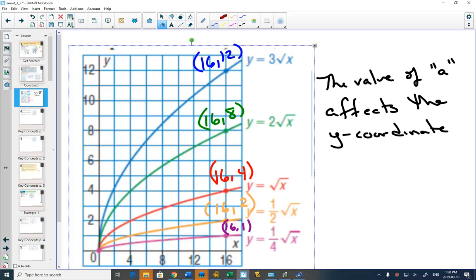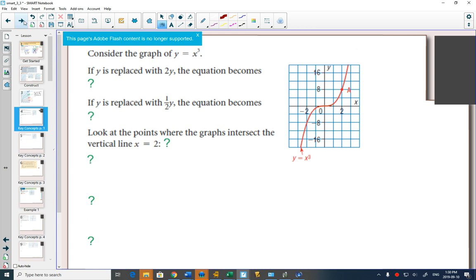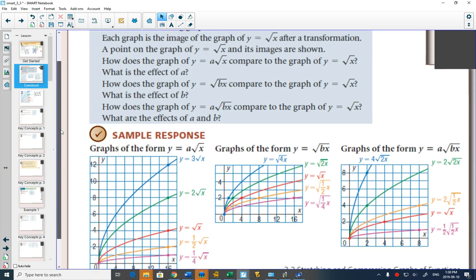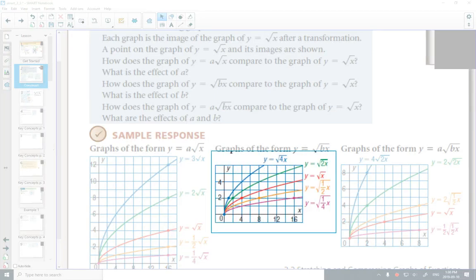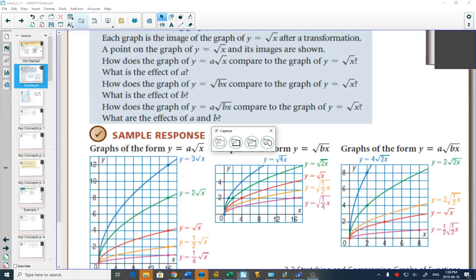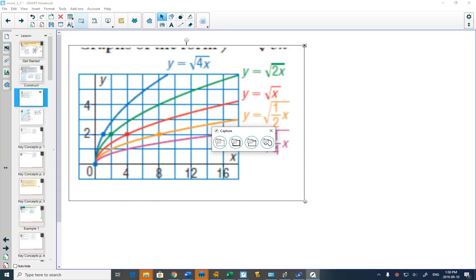So any time that it is extended away, we call it a stretch, and any time that it's compressed towards the x-axis, a compression. Next, we're going to look at what happens when there's a value inside of the square root, or inside of the function.